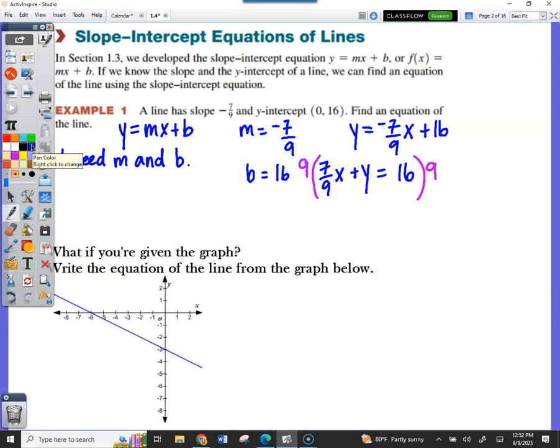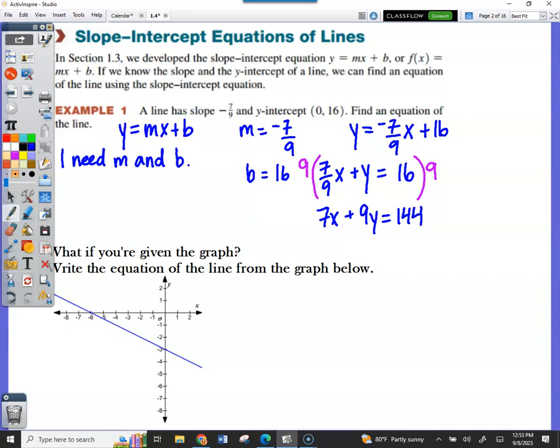Now, the 7/9 would just become a 7x because the 9's would cancel. But you may need to draw the arches. You do need to remember that 9 is also multiplying with the y. And then 16 times 9 is 144.